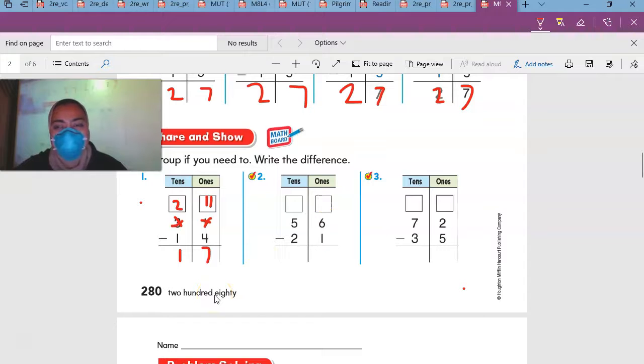Okay, Leah, what's the answer? 35. Good. 6 take away 1. Can we do that? Yes. See, this is one of the ones I was telling you about. They're going to try to trick you. 6 take away 1, you can do that. You don't have to regroup.